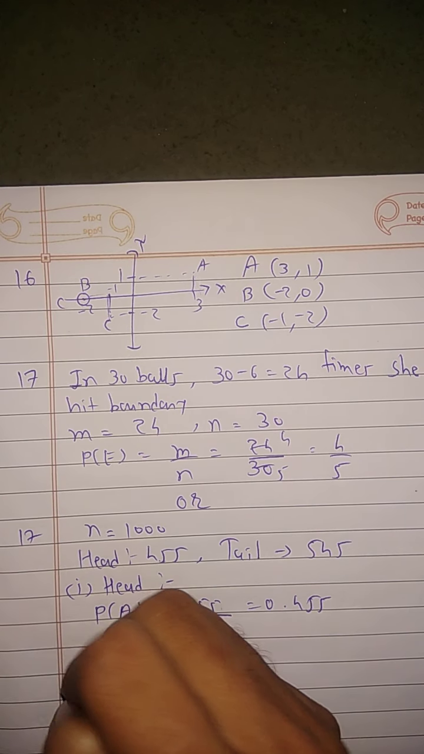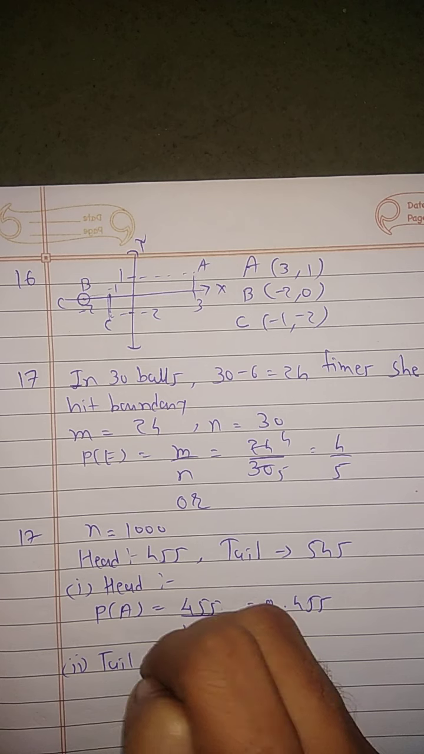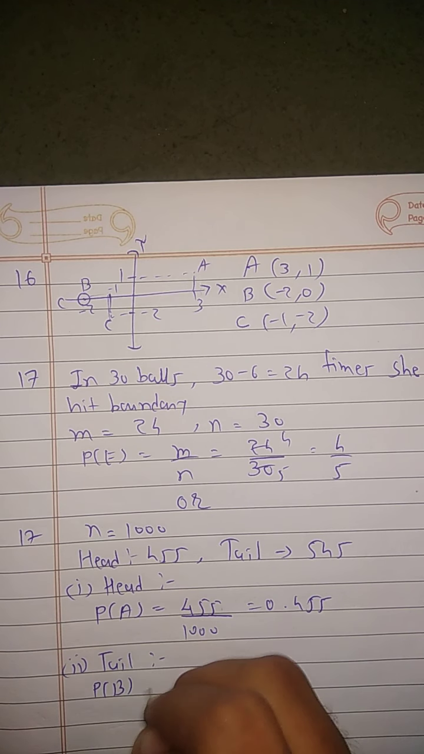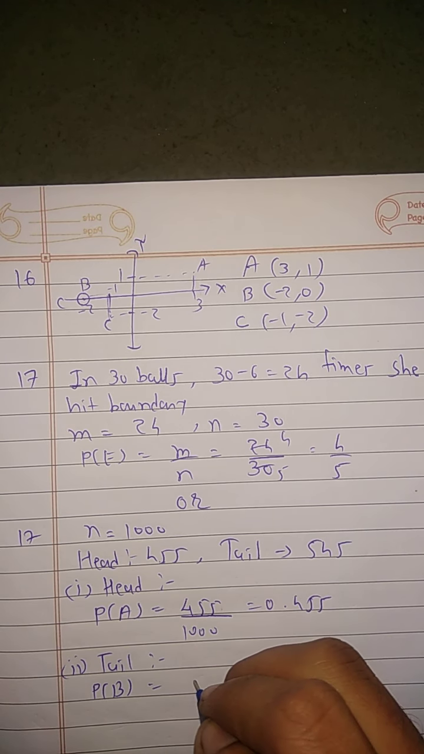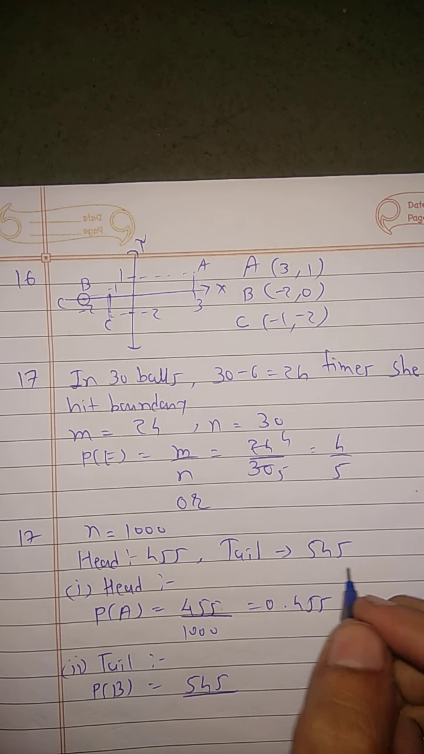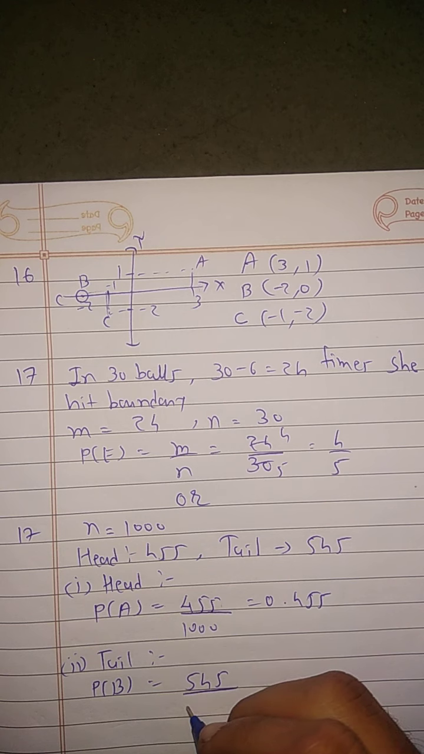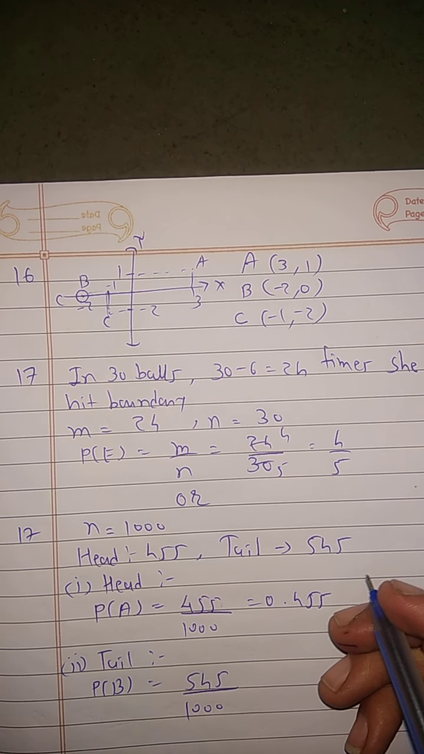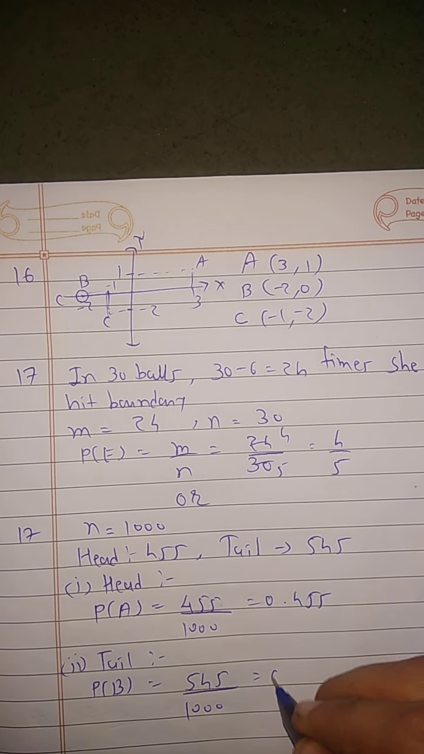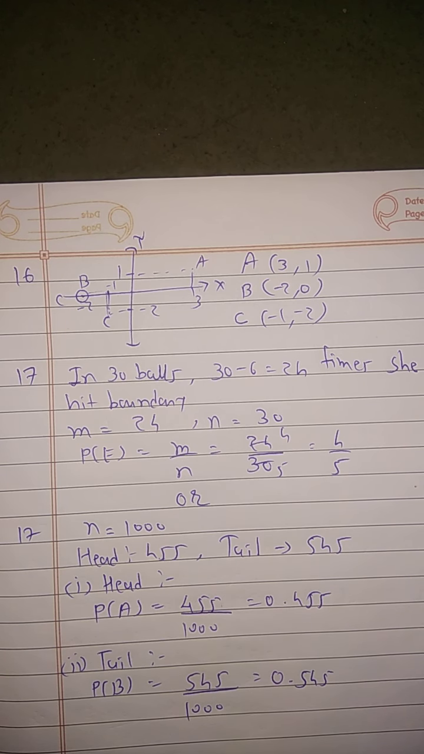Now we need to find the probability for tail. For tail, our favorable outcomes is 545, because total 545 times tails come, divided by total number of observations, it is 1000, so we can write 0.545.